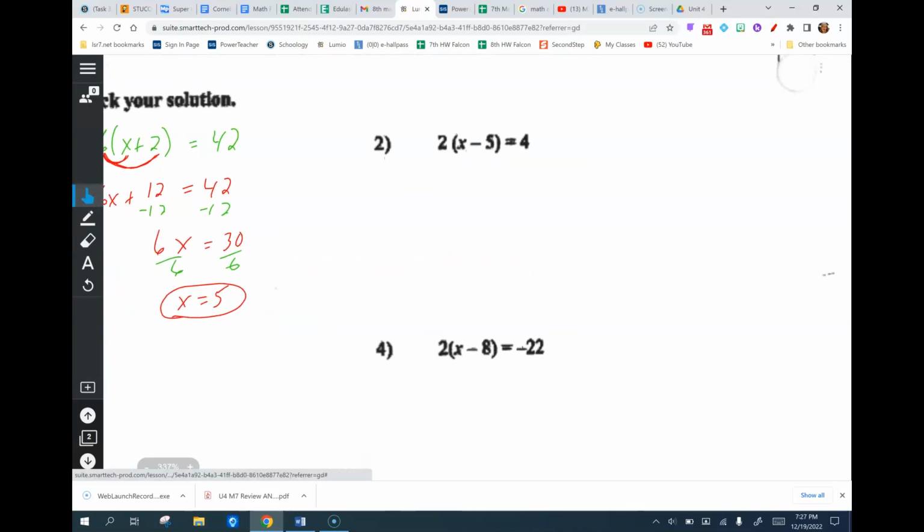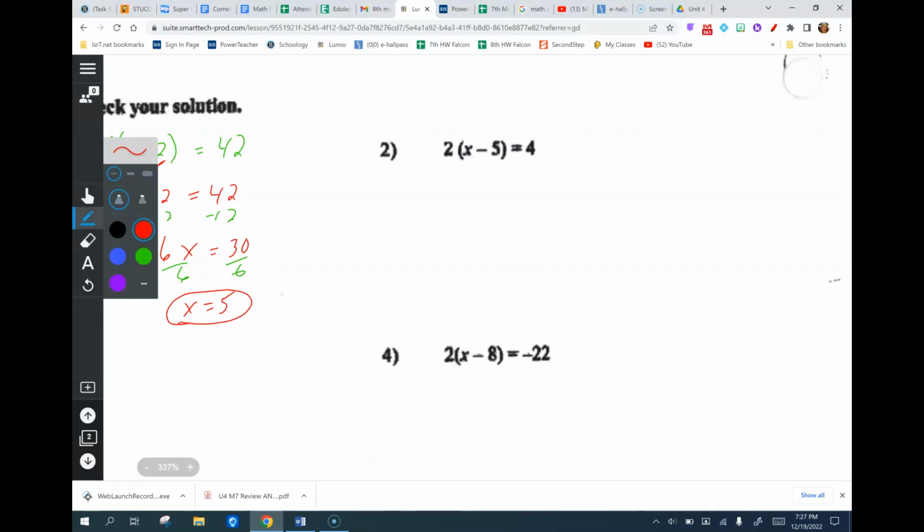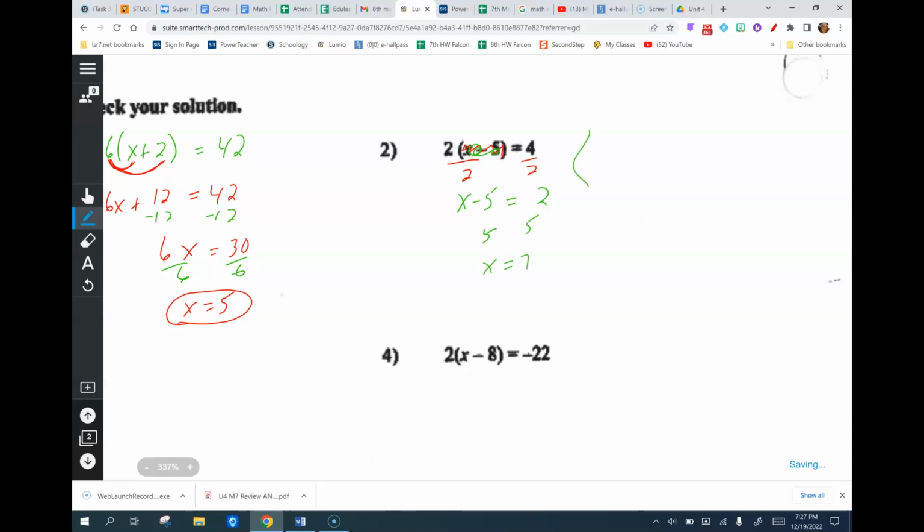Okay, let's look at number 2. So number 2, again, if I'm doing my 2 ways, my first way I can do is pretend like this is like a variable right here. So I have 2 times something. So I can divide both sides by 2 to begin with if I want to. And I get x minus 5, because that's what's underneath this squiggly part, is equal to 2. Then I add 5 to both sides, and I get x is equal to 7.